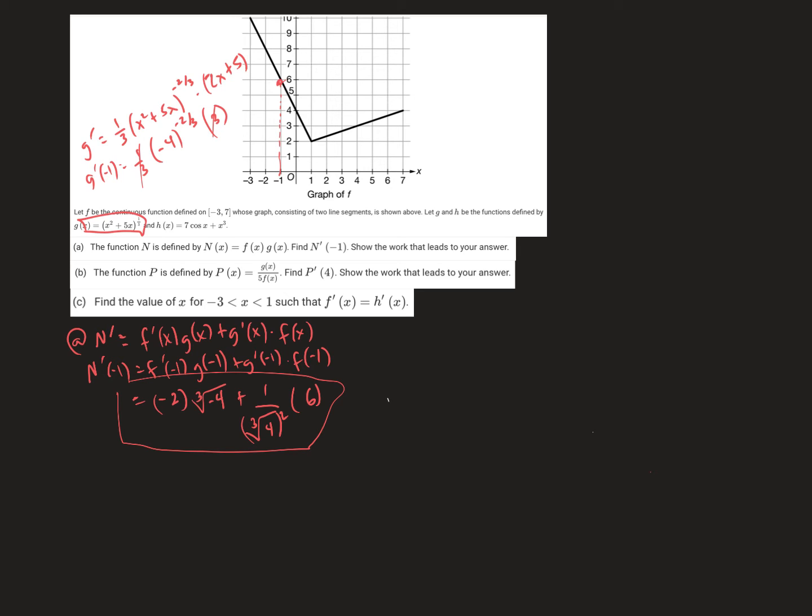So part B, a different function, also defined. So we're going to take the derivative. That's going to be the quotient rule: low d high, minus high d low, over low low. And then they want p prime of 4.